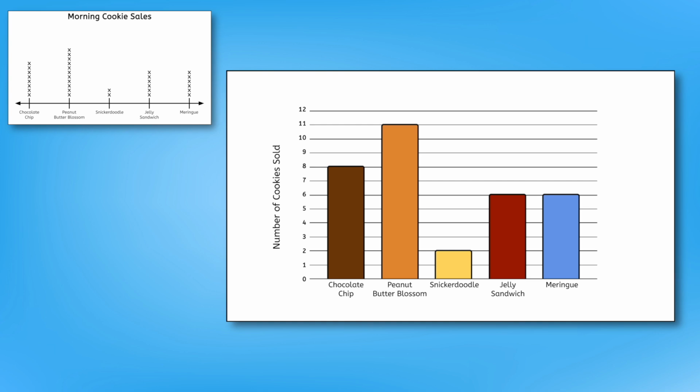Just like our line plot, the bar graph also has the cookie types listed along the bottom line. This line is called the x-axis and goes horizontally from left to right. The bar graph also has a y-axis that goes vertically from bottom to top. What's listed along the y-axis? The numbers 0 through 12. The bar above chocolate chip goes from 0 to 8, which shows we've sold 8 chocolate chip cookies so far. Notice how the y-axis is labeled number of cookies sold.